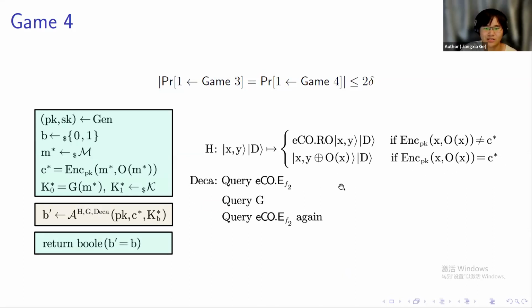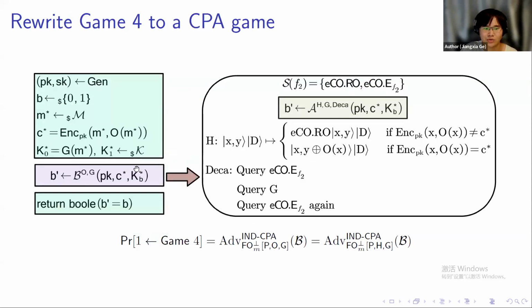Now we can construct a new adversary B without querying the decapsulation oracle, and only querying the random oracles O and G, as follows. It implements the extractable RO simulator SF2 itself, simulates the quantum random oracle, and runs the adversary A in game 4. So it's obvious that B is an adversary against the security of FO-bot. So we have this equation. Then we can directly change O to H since it's just a symbol, and this H is independent of the other H.